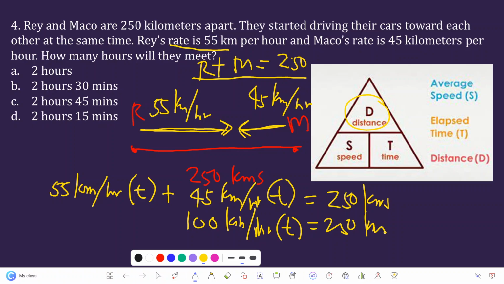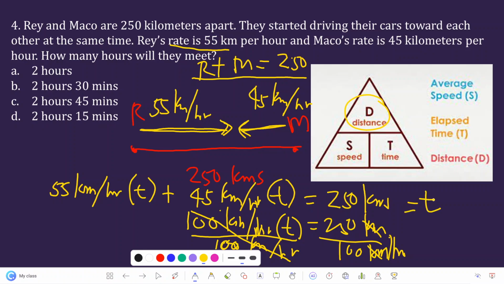Para ma-separate mo yung t, yung time, you just divide this by 100 km per hour. Andito rin, 100 km per hour. So, dito, makakancel mo to because this is 1. Andito, makakancel mo yung kilometer at tulad ng discuss natin, magiging hour na lamang ang unit. So, you will have here t is equal to 250 divided by 100 is simply 2.5 at ang unit natin is in hours. So, this is your answer.